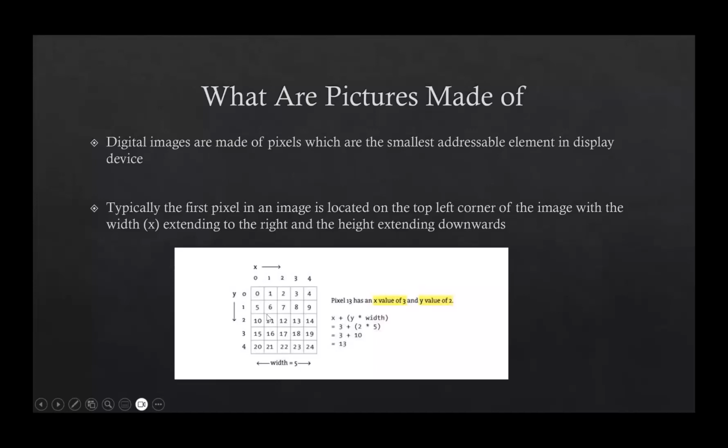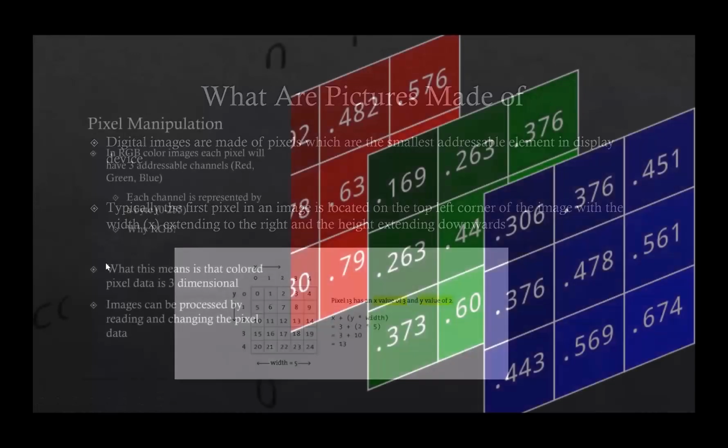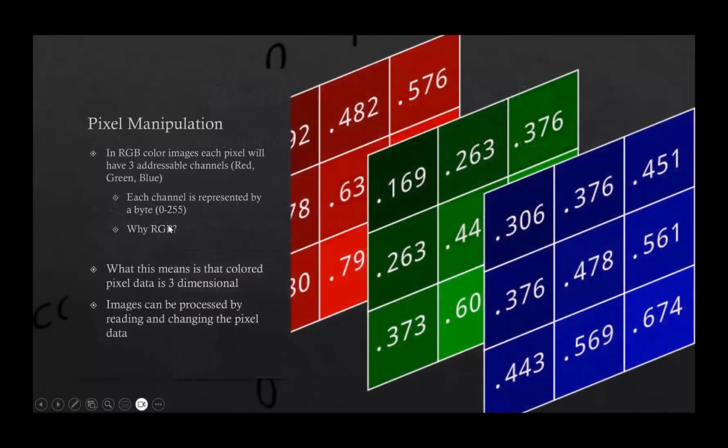And again, because our computers only see things in ones and zeros, essentially a picture is a matrix, and inside that matrix is going to be a whole bunch of numbers. So going into more detail, when we're specifically looking at pictures that have colors, each pixel will have 3 addressable channels. One will represent how red the pixel is. The second channel will represent how green the pixel is. And then the third channel will represent how blue the pixel is.